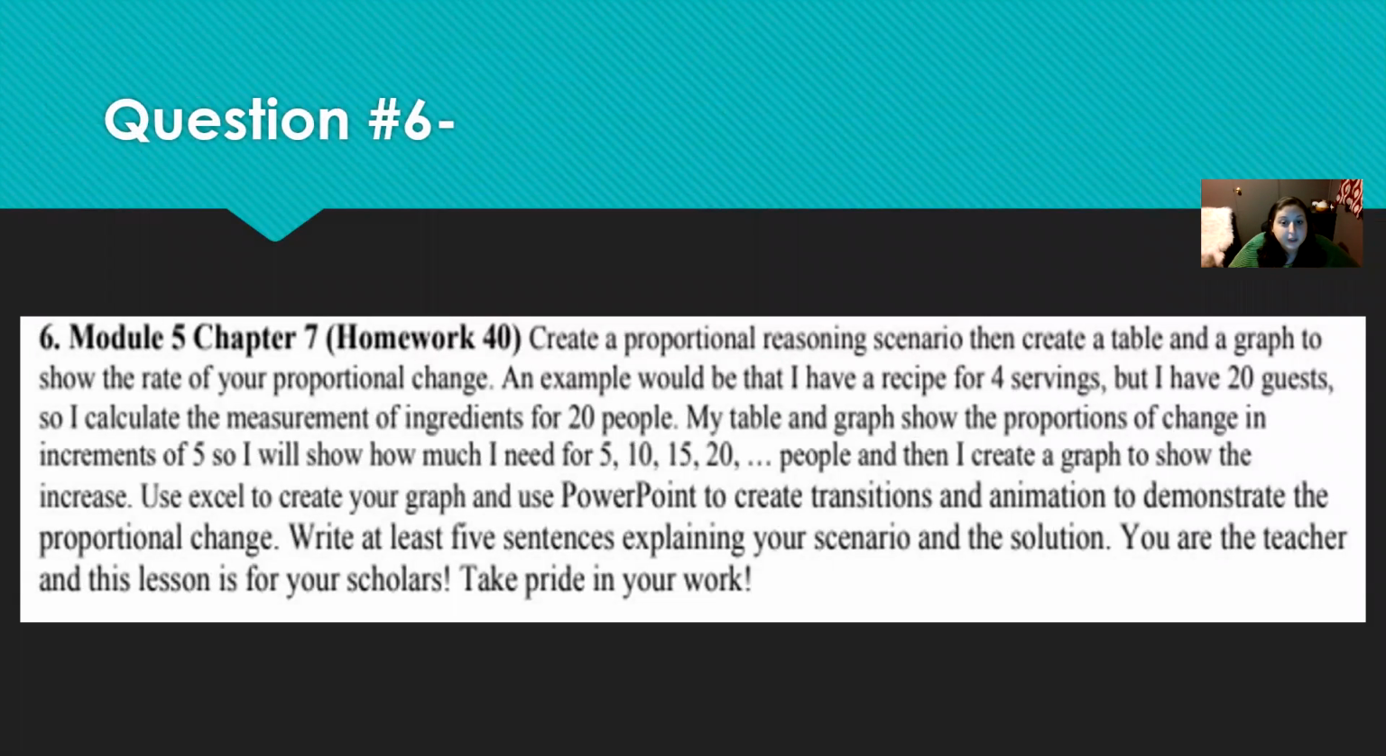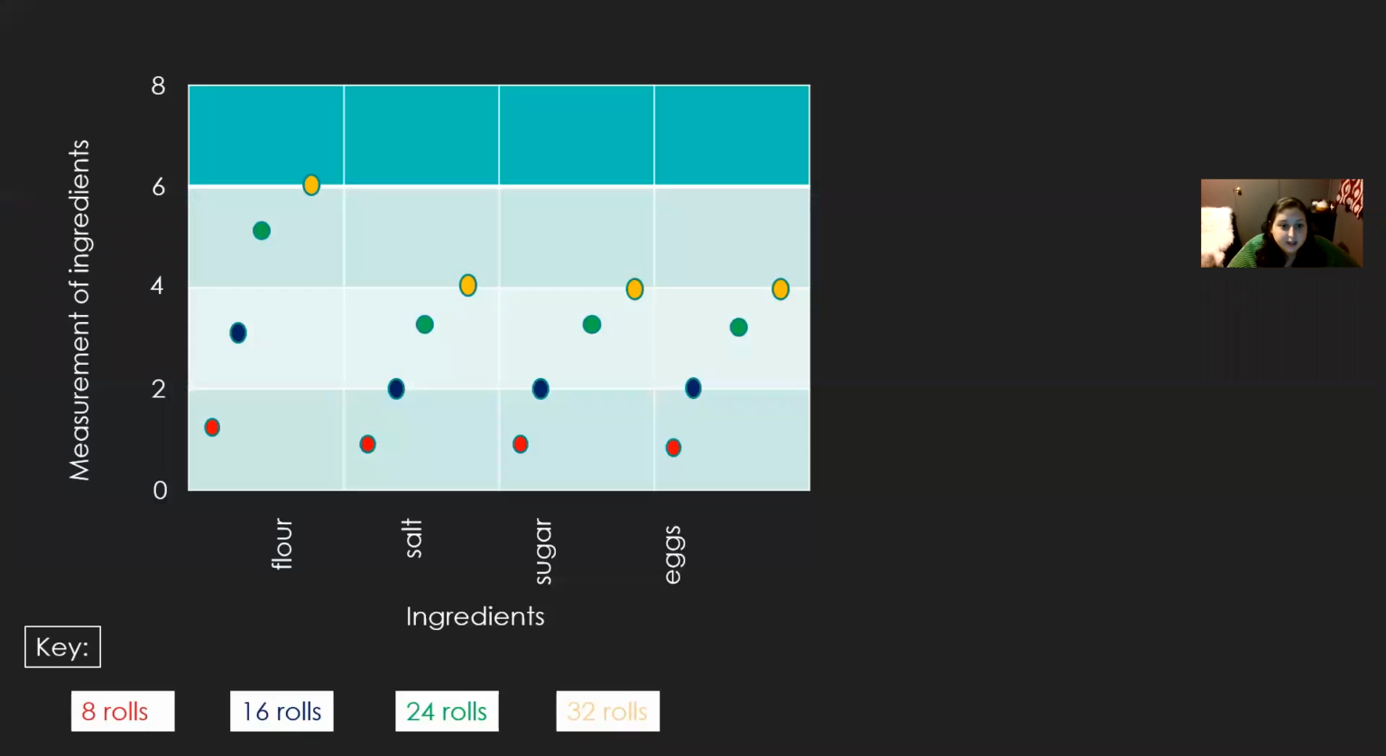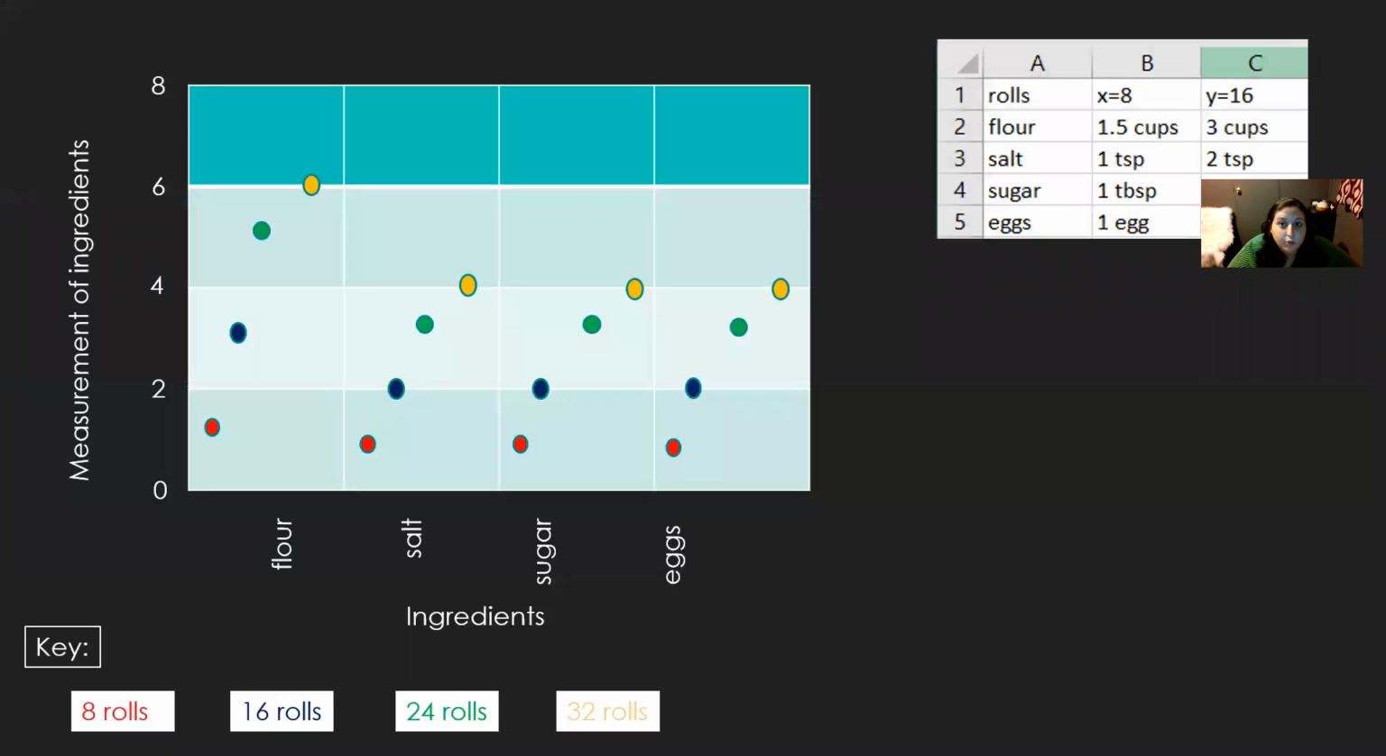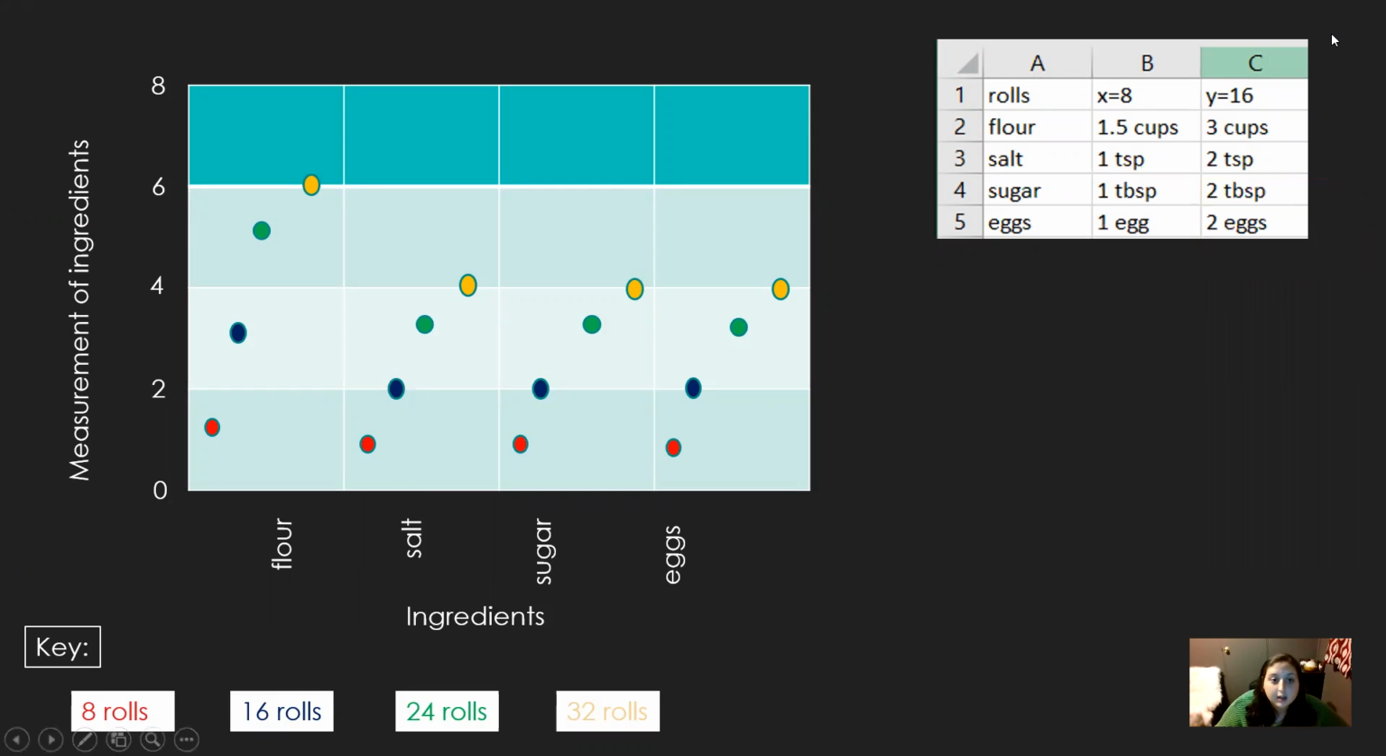And then on number 6, we've got proportional reasoning scenarios. So we're going to create a table and graph with a rate of proportional change. So my example for this one is going to be making rolls. When making rolls for a set of 8, you're going to start off with 1.5 cups of flour, 1 teaspoon of salt, 4 tablespoons of sugar, and 1 egg.